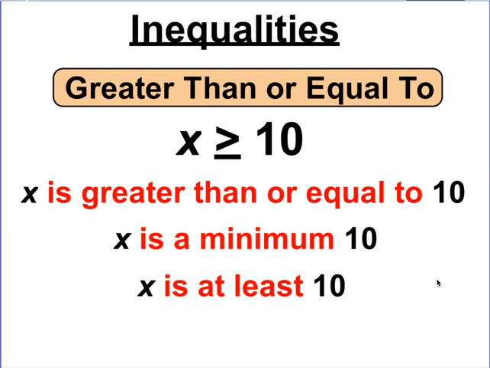X is at least 10. If something is at least 10, again, at least means that's the smallest it can be. It can be anything above the number that you say, but it's going to be at least 10 or higher. So again, we're talking about numbers like 10, 11, 12, 13, 14, and so on.